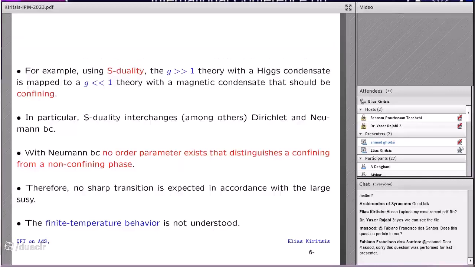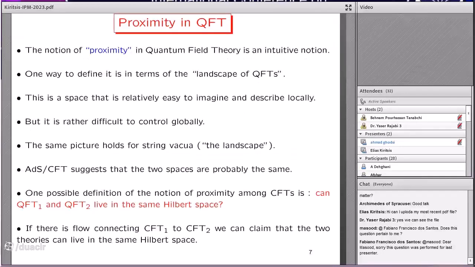And people argued that this is in accordance with the fact that large N tells you that you should not have a phase transition. Moreover, if you put any of these theories at finite temperature, their behavior is not understood.